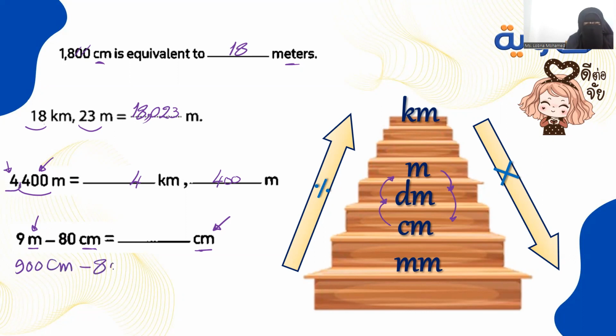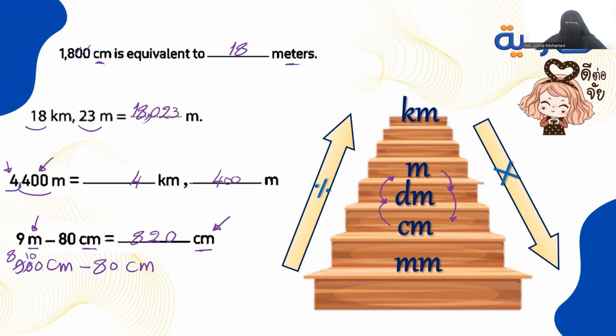Minus 80 centimeter. And if we subtract them, it's going to be what? Let's see. At the first, 0 minus 0 is 0. And 0 minus 8 can't be, so we borrow 1 from 9. 9 will be 8, and this 0 is going to be 10. So 10 minus 8 is 2. And we bring down 8. So it's equal to 820 centimeter.